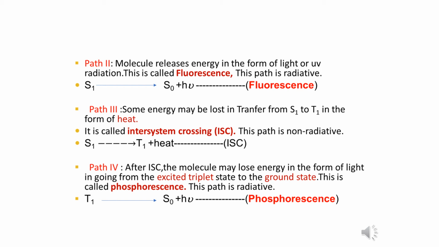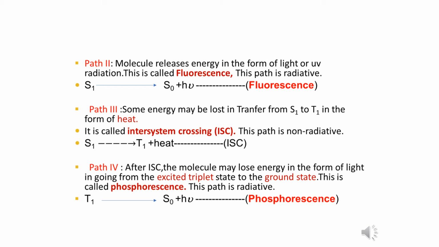Now path 3, another pathway. Some energy may be lost in transfer from S1 to T1 state in the form of heat. That is, a molecule in the S1 state liberates its excess energy in the form of heat and becomes the T1 state. This process is non-radiative, but the transition is from singlet to triplet state, so it is called intersystem crossing. That is S1 to T1 with liberation of heat, intersystem crossing. That is another pathway.